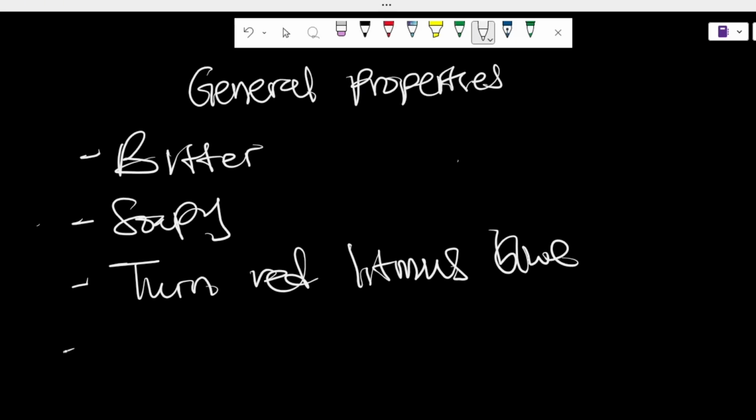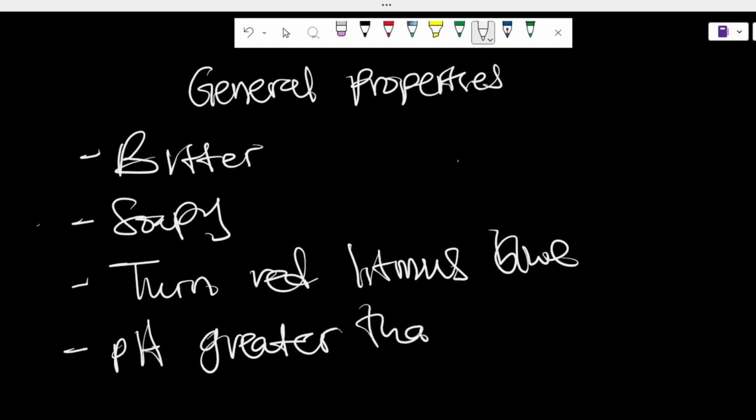And when you're talking about the pH, the pH of bases is actually greater than 7. So for acids, less than 7. For bases, greater than 7. And 7 itself is a neutral pH on which solutions like water fall under. So keep in mind, these are some of the general properties of bases which you want to be familiar with.